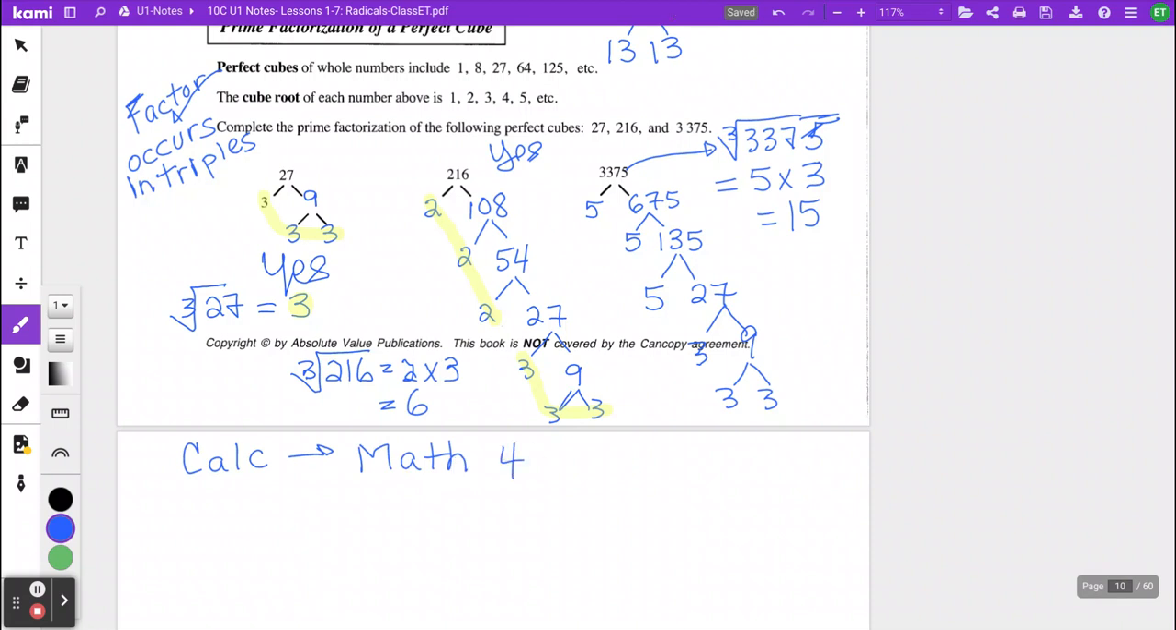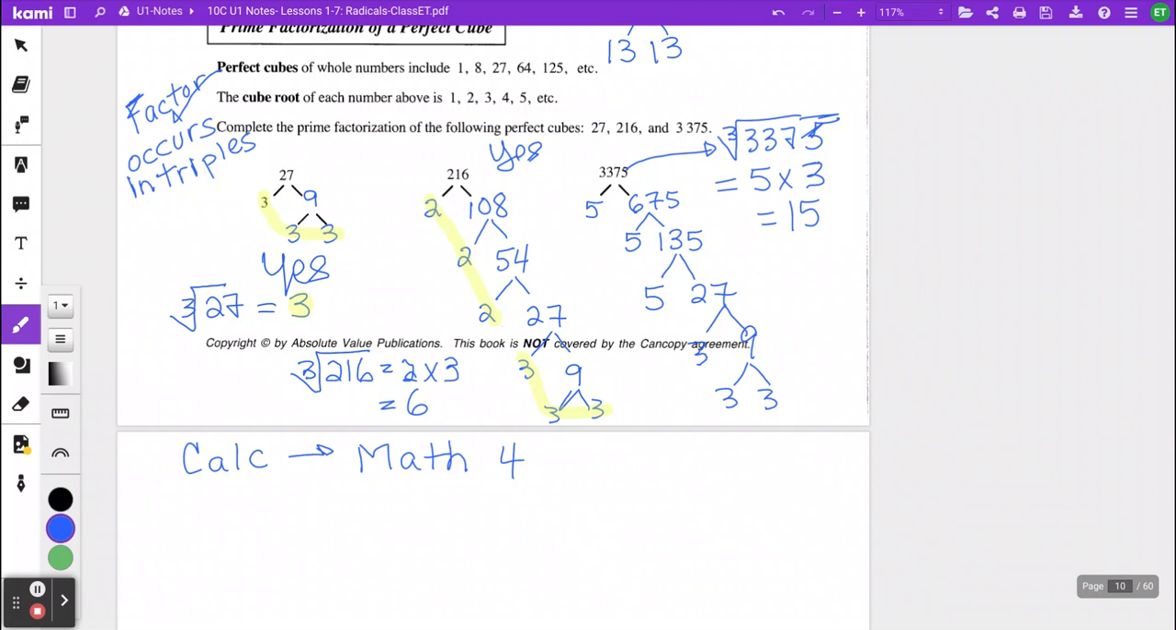Math 4 is going to bring up your cube root sign, and then you're going to type in the number 216, equals. So off to my calculator, I hit my math button, 4. There's my cube root. I type 216, enter. I'm going to get 6.